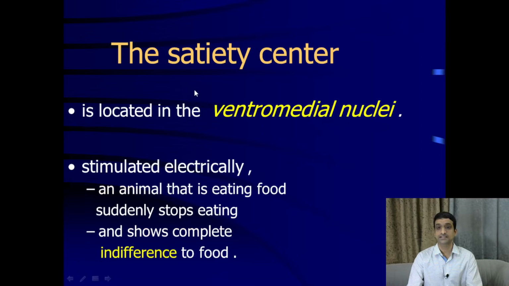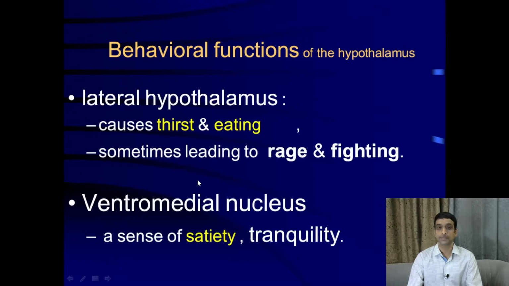Then the satiety center, which is exactly opposite to the hunger center, is located in the ventromedial nuclei of the hypothalamus. If it is stimulated electrically in experimental models, the animal that is eating food suddenly stops eating and shows complete indifference towards food. Then how are these vegetative functions related to behavioral functions?